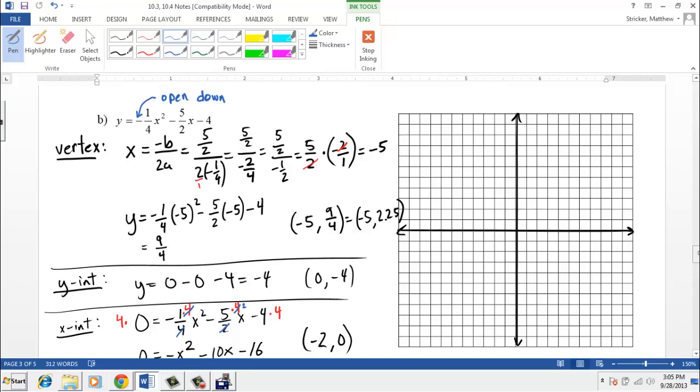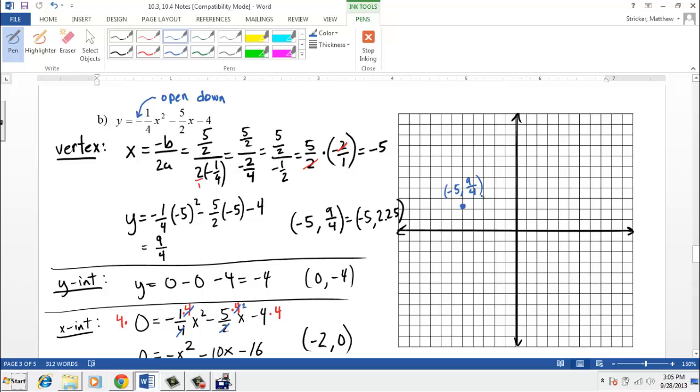It's going to open down. And so let's see what happens as we lay these points out. The first point is negative 5, 2.25. It's right about there. It's negative 5, 9/4.